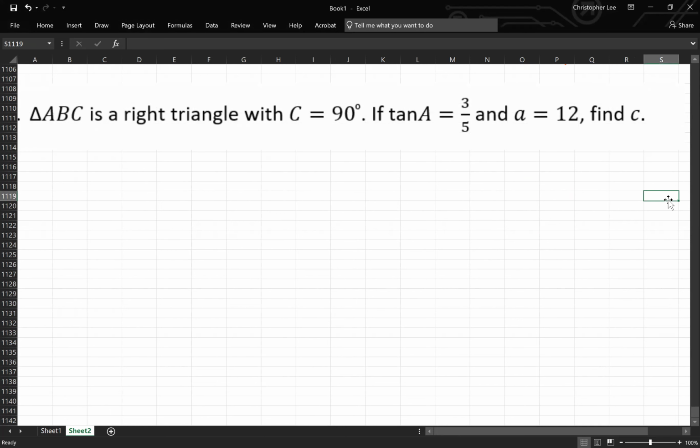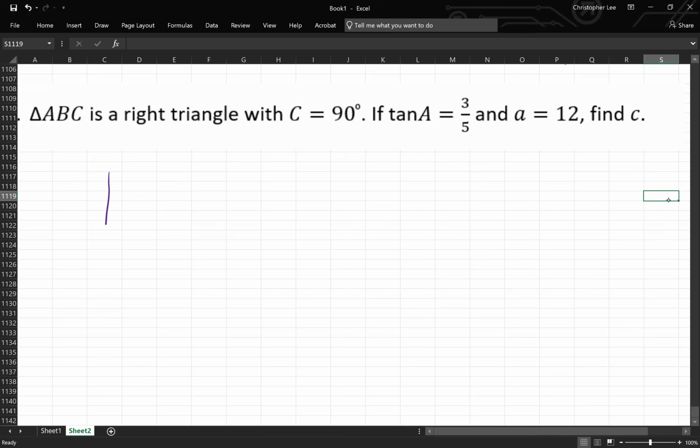All right. So this says triangle ABC is a right triangle with C equal to 90 degrees. If tan of A is equal to 3 over 5 and A equals 12, find C. So here's how you do this question.